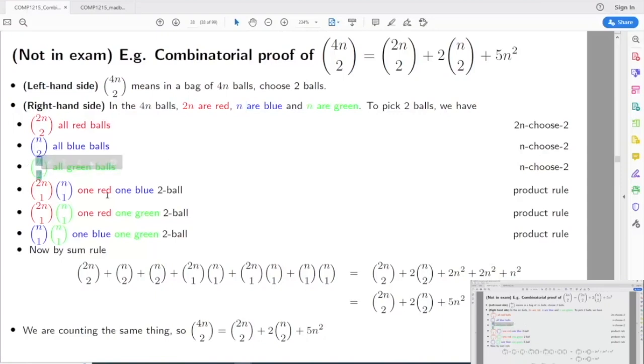And then 1 red, 1 blue. But now we don't care about order. That's why it's not permutation, it's combination. So we have this. And then 1 red, 1 green, and 1 blue, 1 green. You have these. Then all of this is what? Sum rule. These are all the possible ways you can pick. Then you have this. Then what? This is the same thing. So I have a 2 here. And then now I just have these.